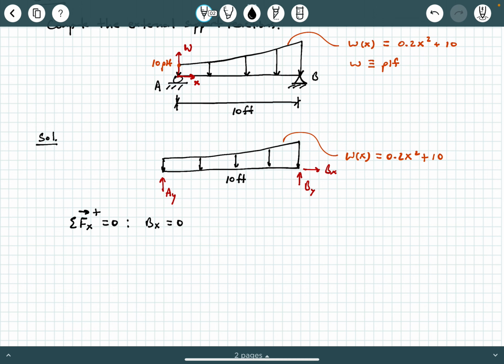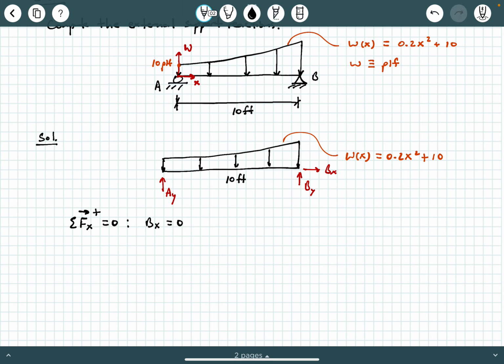Well, this is a non-uniform load. It's also non-linear. So in order to get Ay and By, we're going to need to use the integral form to compute the resultant force of this parabolic distribution and its location, okay? So let's go ahead and write that out.